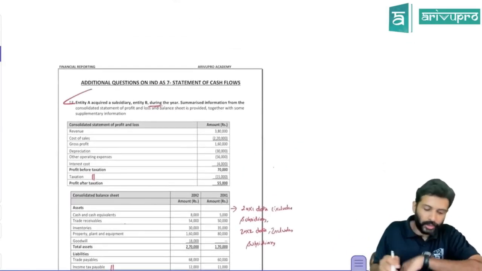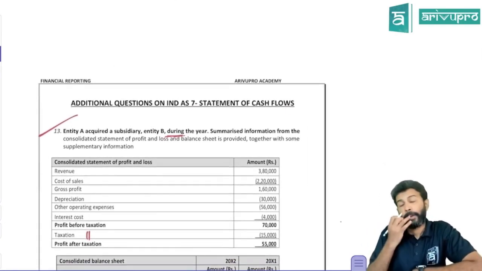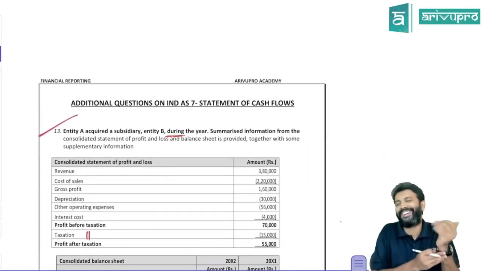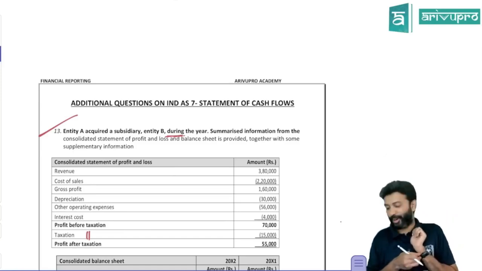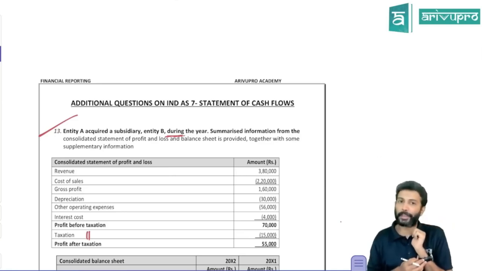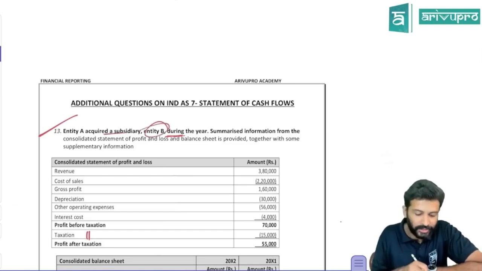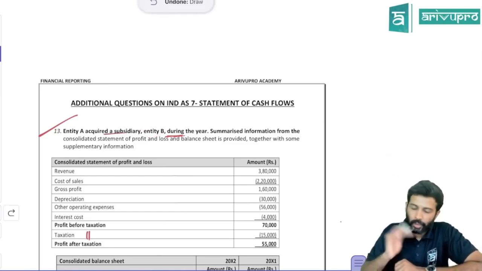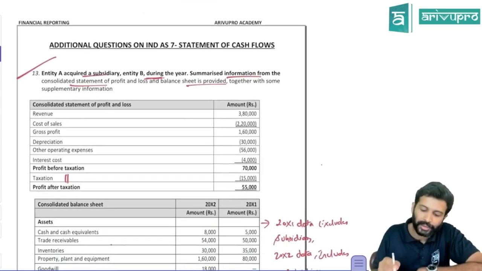The next one, another kind of question that could come from this topic, I feel. Till now we prepared an individual cash flow statement. Consolidated cash flow statement is also necessary. If it's a consolidated financial statement, you may have to prepare a consolidated cash flow statement. We're talking about that. So A Limited acquired a subsidiary. Entity A has acquired one subsidiary called entity B during the current year. Summarized information they've given: consolidated SPL and also the balance sheet together with supplementary information.